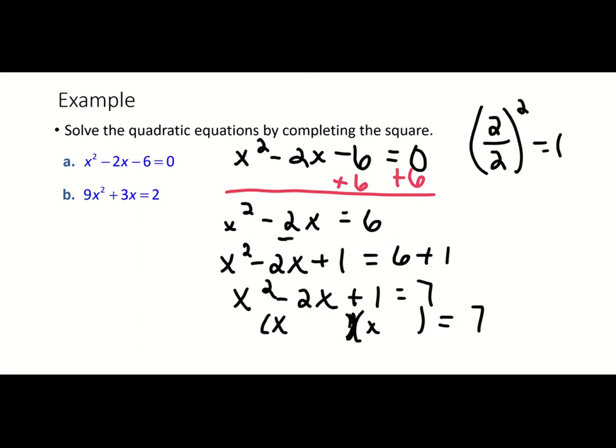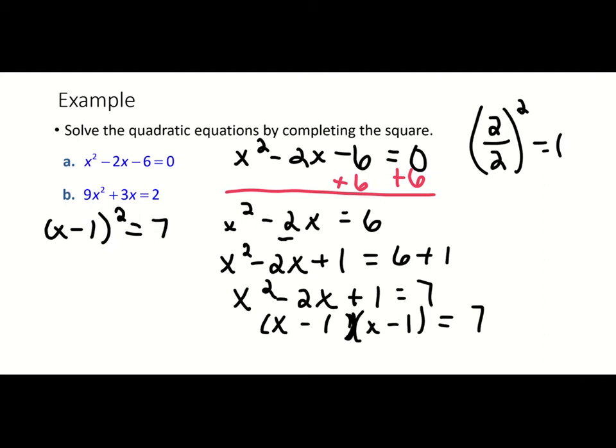I have x squared minus 2x plus 1. The only way to get 1 is to multiply 1 times 1, which will add to 2. I need a negative 2, so that means these are going to be negative 1s. And when you have x minus 1 times x minus 1, we don't write it like that. We write it in simplest form, which means making it x minus 1 squared equals 7.